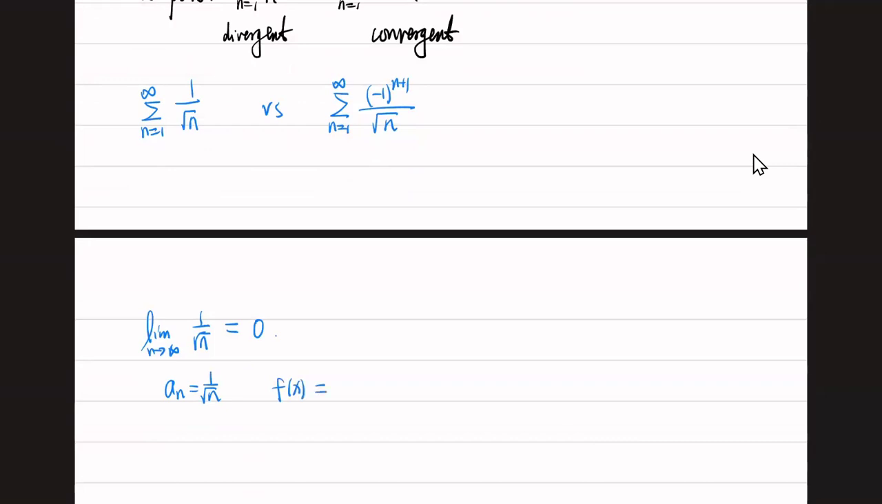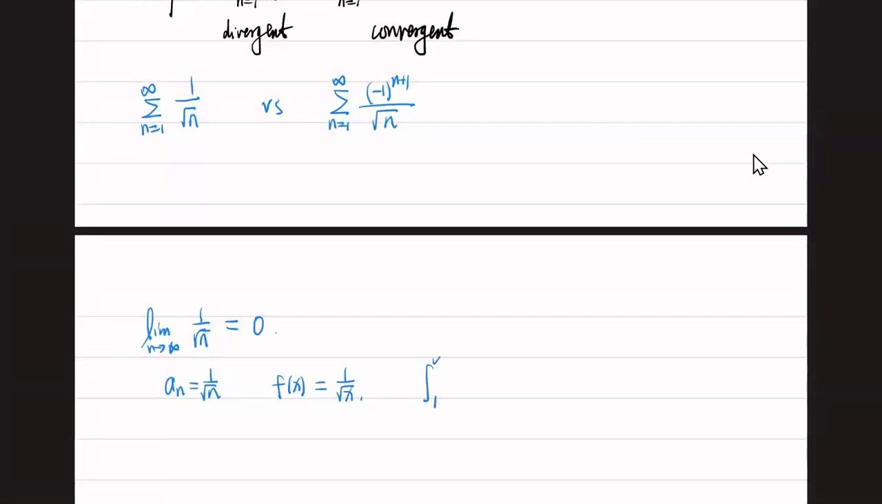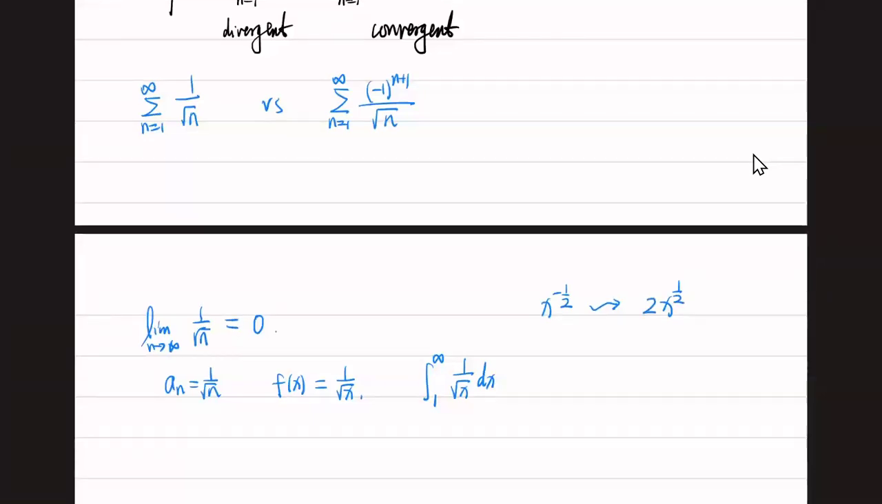1 over square root of x. If we apply this, the integral. Okay, this one, convergence or divergence? The integral. So we find the antiderivative. This is x to the 1/2, and the derivative will be x to the 1/2. If we take a derivative, it gives us 1/2, so it should be twice of this.